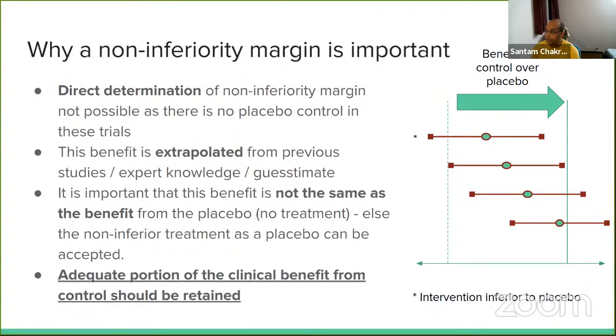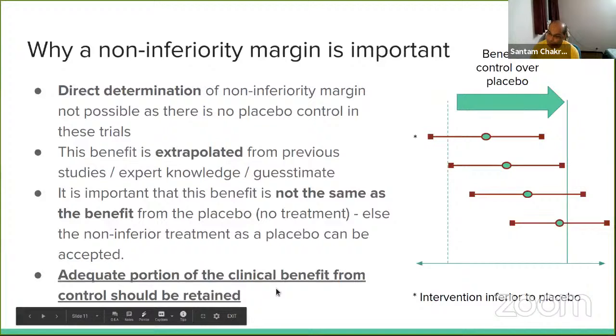What does that mean? Suppose this is the benefit that you get from your study when you did the trial over the placebo. The dashed line is the effect of the placebo, the solid line is the effect of your active control. This is the magnitude of benefit you get. You cannot have a non-inferiority trial designed such that the non-inferiority margin is this wide, because in that situation some of these studies may have a situation where the experimental arm is actually worse than the placebo, which is shown here in this asterisk. So an adequate portion of the clinical benefit from the control should be retained.